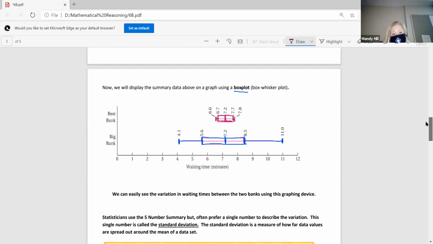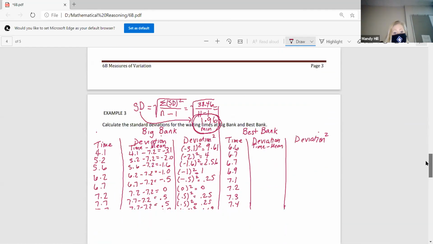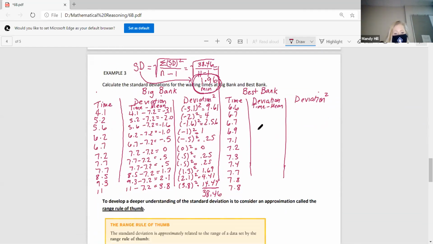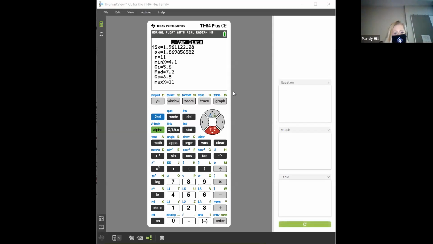One more thing. So we said 1.96, right? And I wanted to go back to the screen in case you still need to copy it down. That was the standard deviation, and this was on Big Bank, which is list 1. I'm going back to the graphing calculator real quick. So here was where we were at on our graphing calculator. Do y'all see a number that looks really close to 1.96? I do, right? It's this one right here, 1.96. That's your standard deviation.